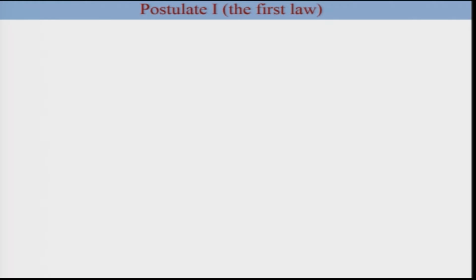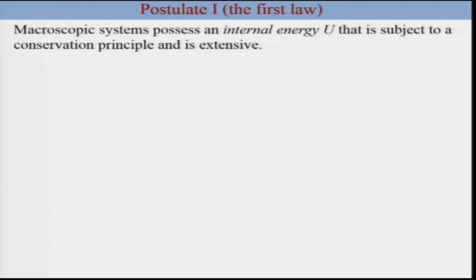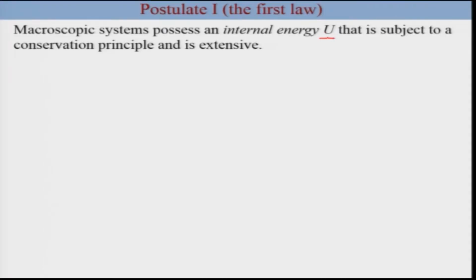So, we will start with the first postulate of thermodynamics, and it says that a macroscopic system possesses an internal energy, U, that is subject to a conservation principle, and is also extensive. So, this is the first postulate. The idea is to understand the foundation, how it was developed over the years, and which is now considered to be sound, and this is the view of thermodynamic theory we consider.